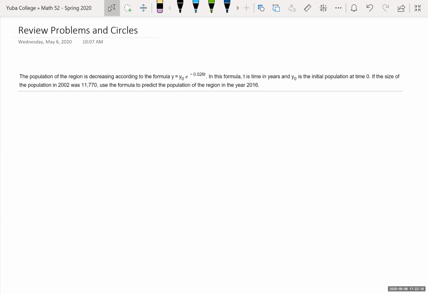So I pulled up a question from my math lab, and it says, the population of the region is decreasing according to the formula. So we have an exponential formula. Y is equal to y sub 0, e raised to the negative 0.026t. In this formula, that t is going to represent your years. Y sub 0 is the initial population at time 0. And if the size of the population in 2002 was 11,770, use the formula to predict the population in the year 2016.